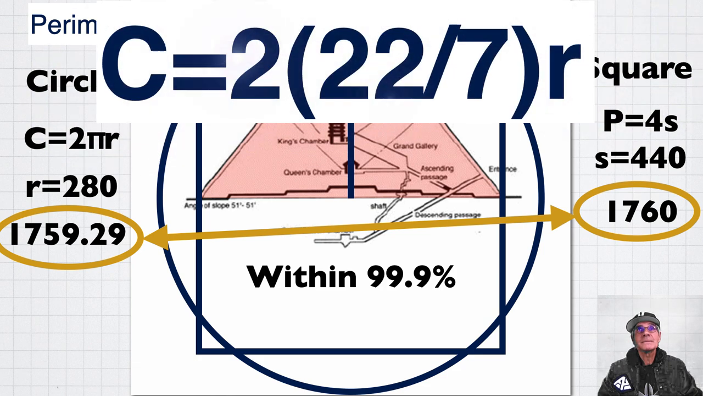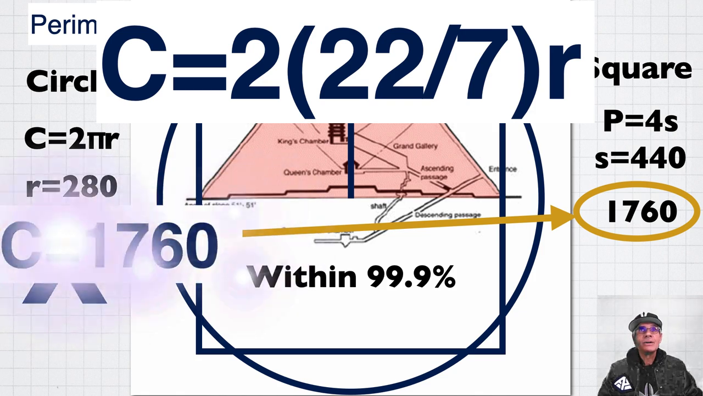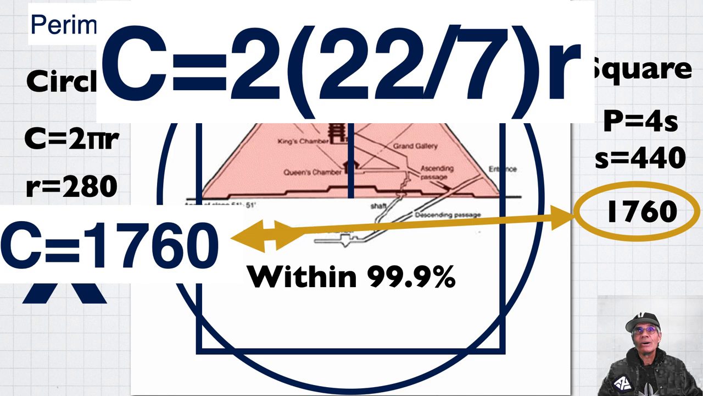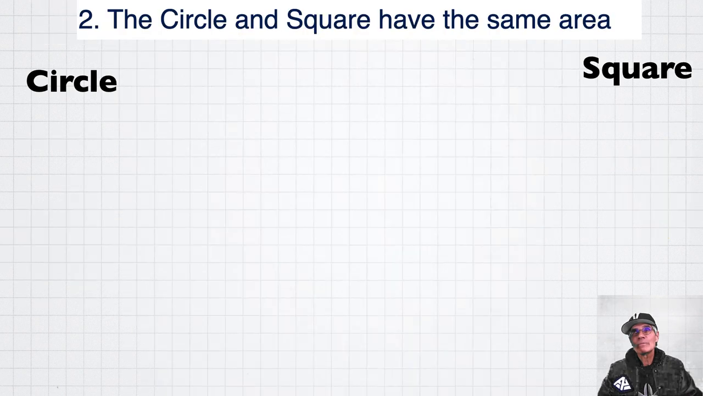All right, so if we use that, the formula for the circle now becomes not 2 times pi times r, but 2 times 22 sevenths times r. And when we do that, we don't get 1759.29. We get 1760 as a circumference, okay? So now those are exactly 100% of each other. And so with a practical squaring of the circle, which the Great Pyramid really does by giving us the base for the square and the height to get the circle, it is a practical squaring. So in a sense, the Great Pyramid reaches the extent of the practical in reaching the theoretical. So you have squared the circle here through circumference and perimeter.